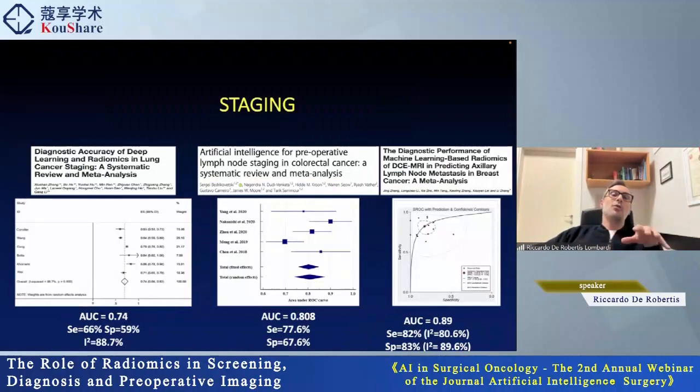Let's go now to staging. We have a few examples regarding the application of radiomics to staging. These three meta-analyses showed us encouraging results for the diagnosis of nodal metastasis in lung, colorectal cancer, and breast cancer, even though, again, specificity remains low and the heterogeneity is high.